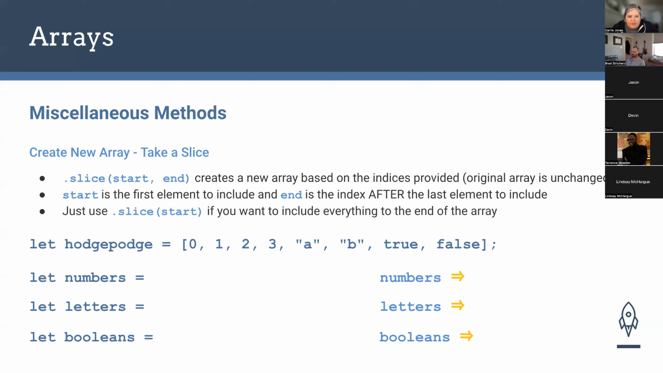And you can just use dot slice with start if you want to include everything to the end of the array. That works the same way as strings. Okay, so we've got this hodgepodge array here of numbers and strings and Booleans. So let's say I want to separate all these out. How would I do that using slice for the numbers?